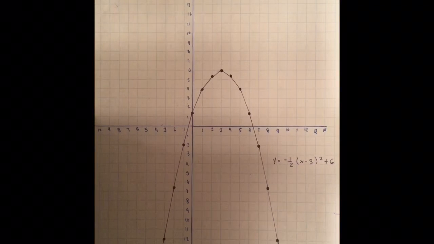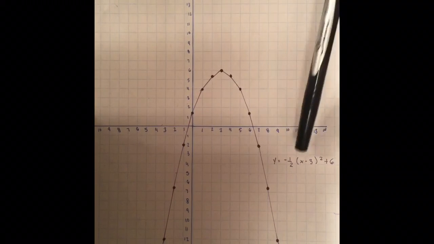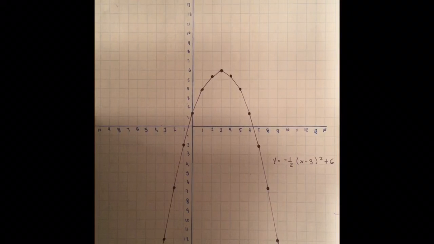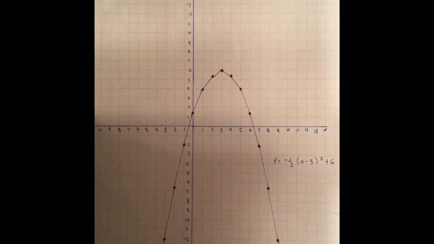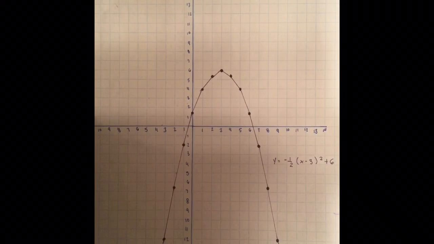Keep in mind that because the equation is y equals negative 1 over 2 (x minus 3) squared plus 6, it will open down. For the next point, you will do the same thing. So over 2, 2 to the power of 2 is 4, times 0.5 is 2. So you would move to here. And you continue this until you run out of space on your graph and mirror it on the other side.